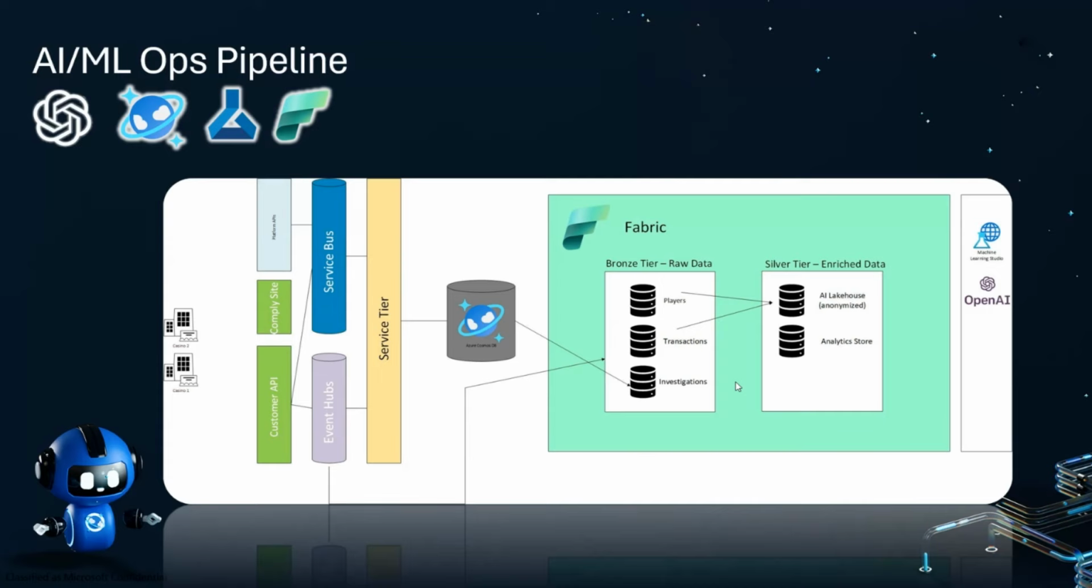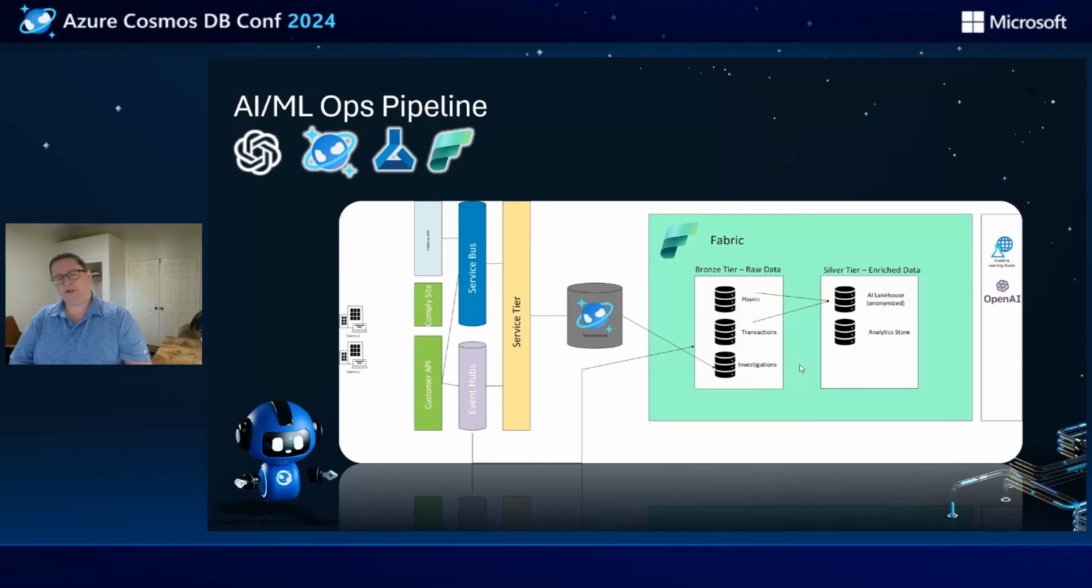the Medallion architecture. So the reason why we do that, we ingest raw data directly into Fabric through the event hubs for players and transactions. That data then gets enriched and anonymized and then referenced using a shortcut between the bronze tier and the silver tier. So we don't have to duplicate the data. We can still read those Parquet files directly out of the players and transactions lakehouses, anonymize that data, and then view it in our silver tier, which is where our data science and data engineering teams work off of.